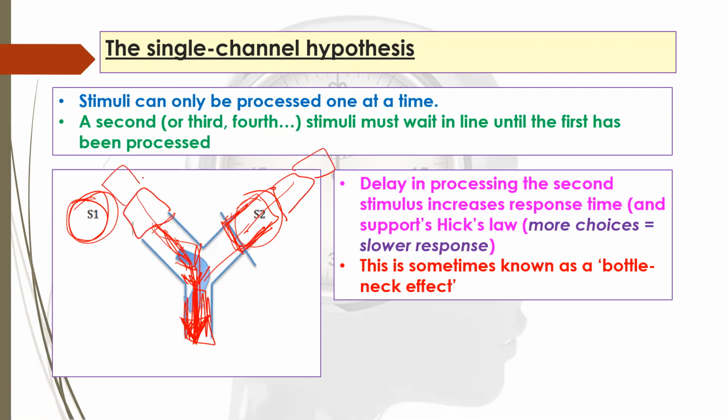You get the idea. Okay, so what I want you to do here is just make a note of the description, obviously note down the subheading, and then just draw the diagram. I know I've made a bit of a mess of this one, but essentially that's what you want. Stimulus 1 coming in, stimulus 2 having to wait. Just to explain that that's sometimes known as the bottleneck effect, where more choices means a slower response. So pause the video and just make sure you've got that down.